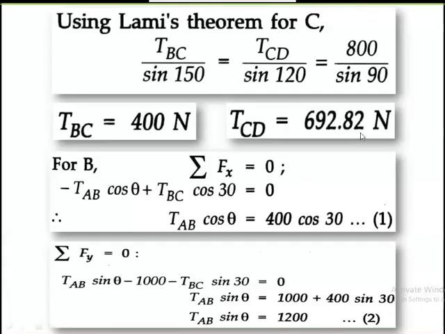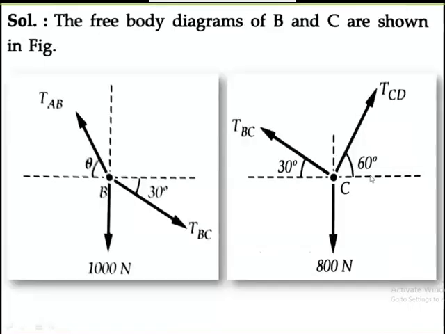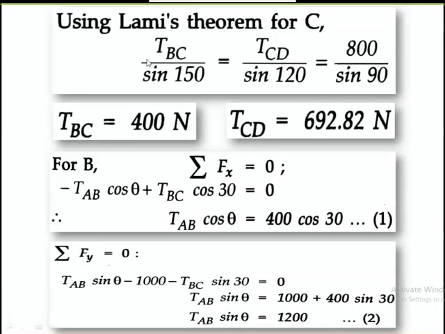You can observe here, 800 divided by sine of 60 plus 30, it is nothing but 90. So if I equate this, TBC divided by sine 150 is equal to TCD divided by sine 120, that is equal to 800 divided by sine 90. So just equate TBC divided by sine 120 is equal to 800 divided by sine 90. You will get this equation. Similarly, you will get TCD.